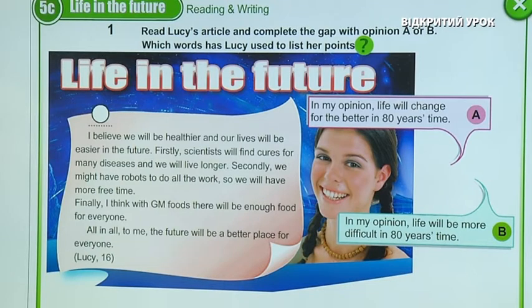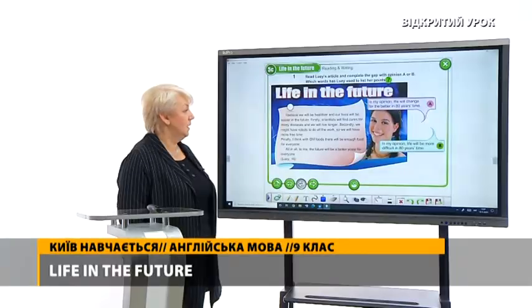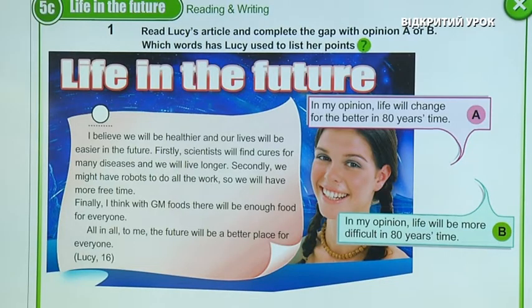I believe we will be healthier and our lives will be easier in the future. Firstly, scientists will find cures for many diseases and we will live longer. Secondly, we might have robots to do all the work, so we will have more free time. Finally, I think with GM foods, there will be enough food for everyone. All in all, to me, the future will be a better place for everyone.